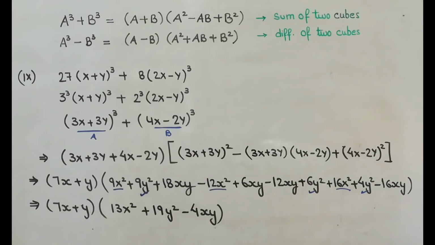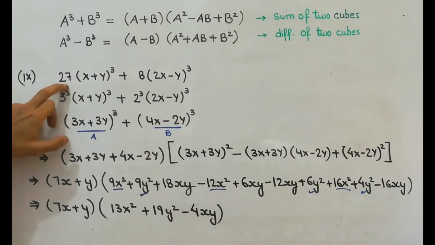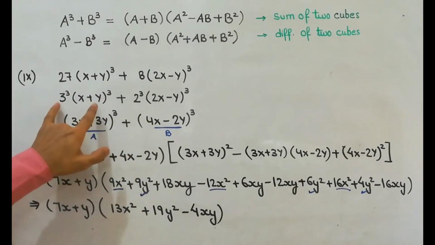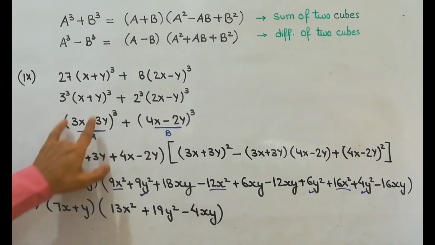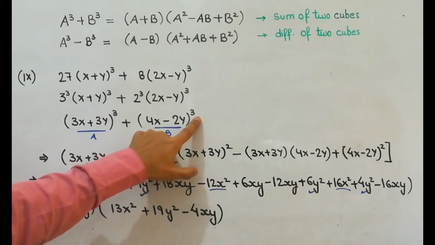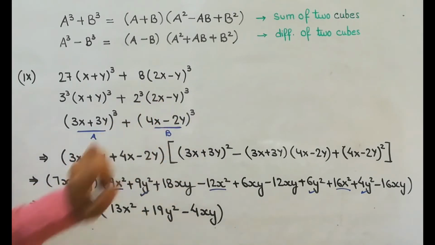Now you can pause and note it down. So here, what I did in the starting, this was the question given. 27 was converted into 3 cube, 8 was converted into 2 cube. Here 2 cubes were being multiplied, so we multiplied them and took cube common. Here also 2 cubes were being multiplied, we took cube common and multiplied them.